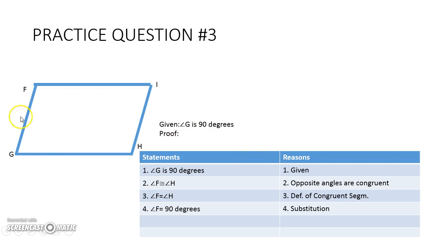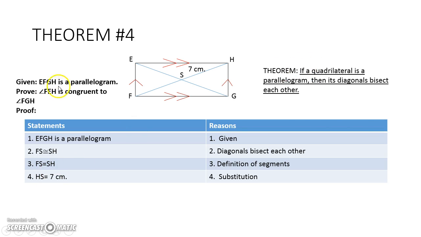So given that angle G in this problem is 90 degrees, angle F and angle H are congruent to each other. Opposite angles are congruent again. Angle F and angle H are the definition of congruent segments, and angle F should equal 90 degrees, which is substitution. So theorem number 4.